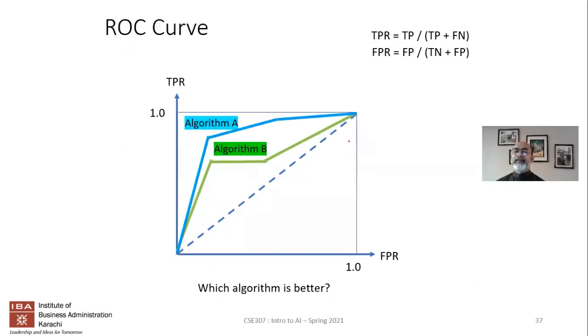The next question is, now let's take a look at algorithms. Now we're not comparing individual points, but we're looking at entire algorithms. Here's an algorithm A and here's an algorithm B. For example, algorithm A could be a decision tree and algorithm B a random forest, or it could be an artificial neural network, or some other algorithm. Now you're trying to compare the two algorithms. So which algorithm can be considered to be better?